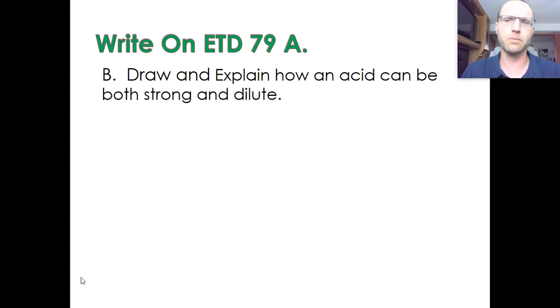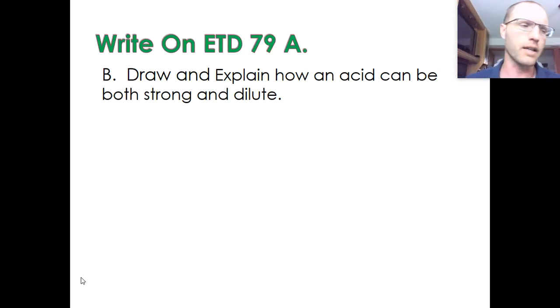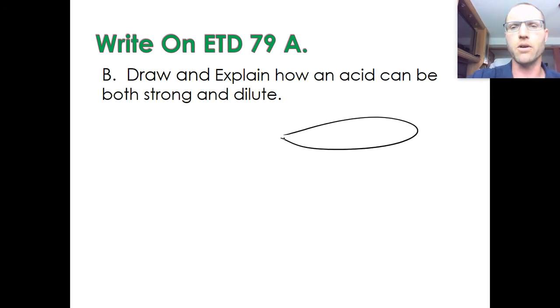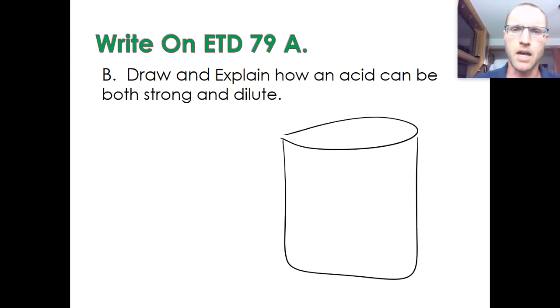So we want to draw and explain how an acid can be both strong and dilute. My big ugly head's going to stick around this time. What I would want to do, though, is draw a big beaker, right? And if we look at that big beaker, I could put an acid in it, but I want a strong acid. So hopefully your brain's like, I could go with stomach acid, like hydrochloric acid.